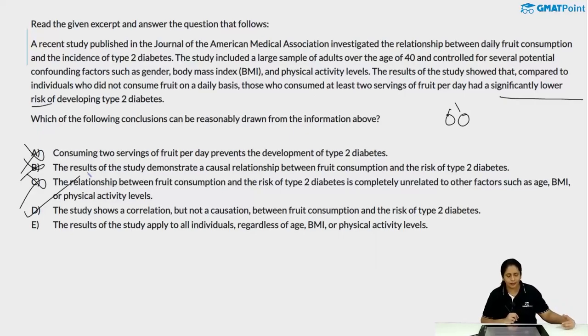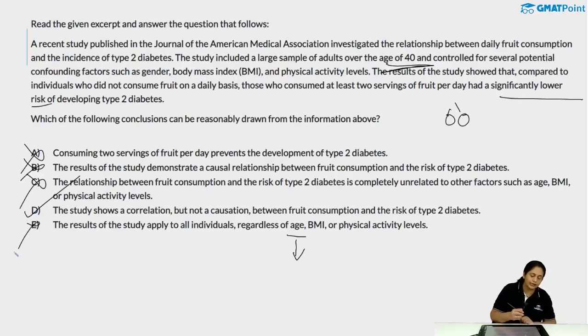The results of the study apply to all individuals regardless of age, BMI or physical activity levels. Age is the trick over here because we have been given that they are over 40. So it might not apply to all ages. It might not apply to those who are in their 20s. Eating fruit might not have any impact in your 20s. So we can't infer this conclusion based on what is given, because the study specifically looked at people over 40. So E is incorrect. D is the only correct conclusion that can be drawn. So the correct answer is option D.